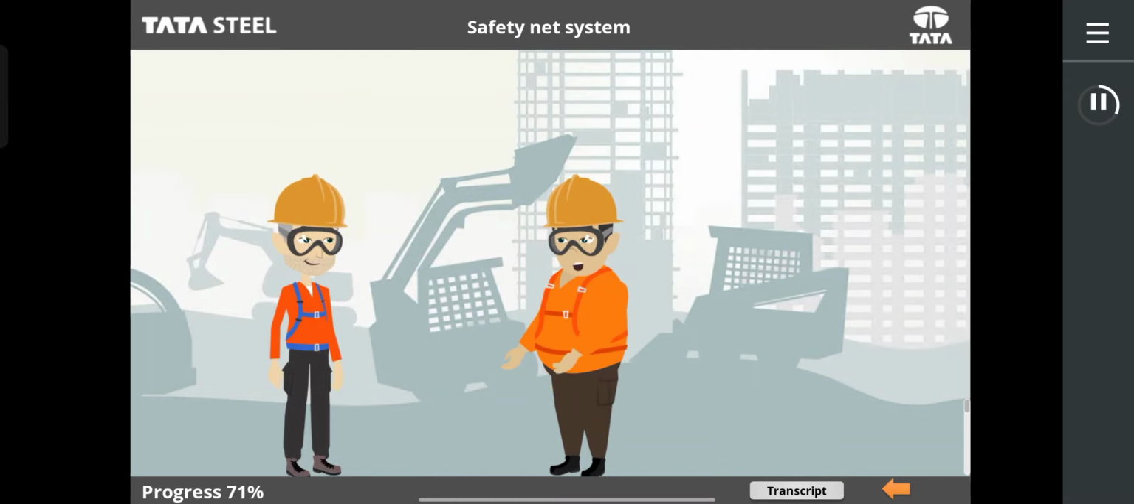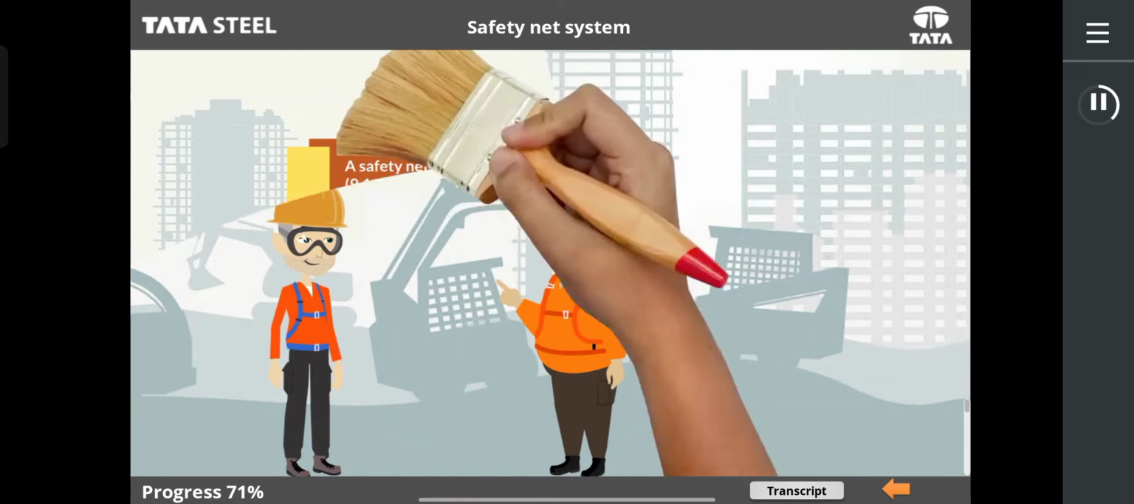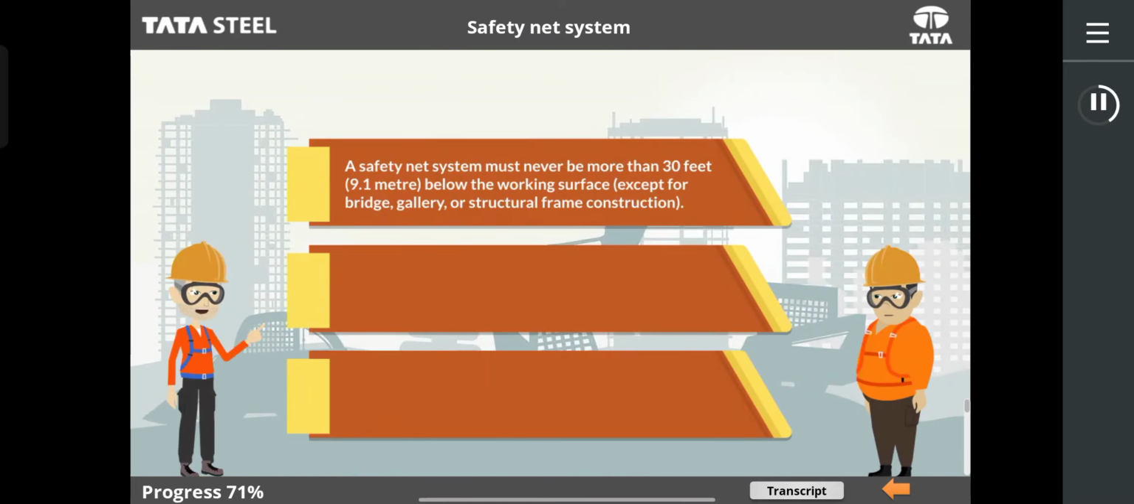Are there any guidelines as to where the safety net must be installed? A safety net system must never be more than 30 feet or 9.1 meters below the working surface, except for bridge, gallery or structural frame construction.